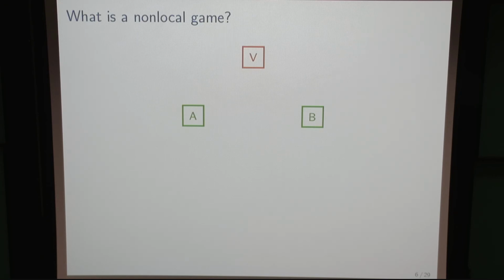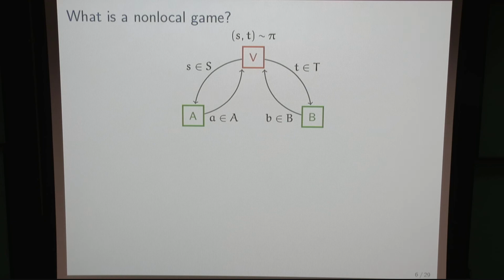So the game starts when the verifier selects two questions from some pre-specified sets. He selects these questions according to some known probability distribution pi. So he picks S and T according to pi. He sends S to Alice and T to Bob. Then Alice and Bob need to respond with some answers, again from some pre-specified sets. After receiving the answers, the verifier announces whether Alice and Bob lose or win the game. He does so according to this verification function V, which maps question-answer pairs to 0 or 1, lose or win. In this setting, the game is specified by this verification function V and the probability distribution pi. Everybody knows V and pi. So the rules of the game are known.